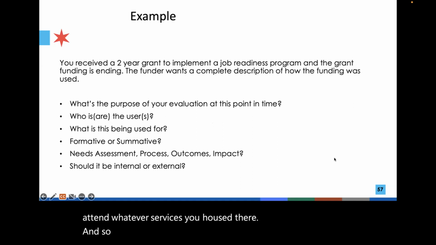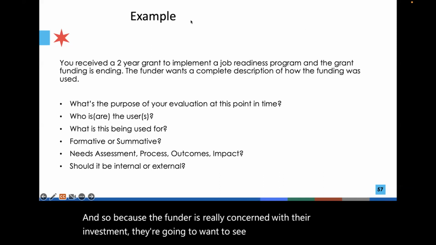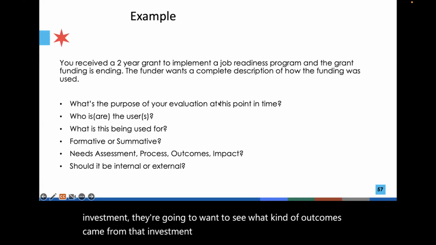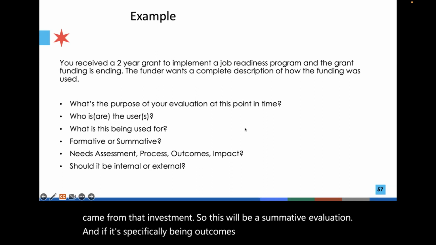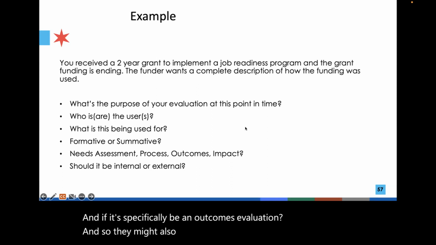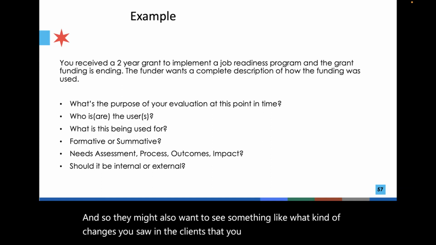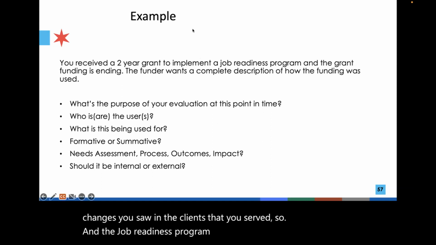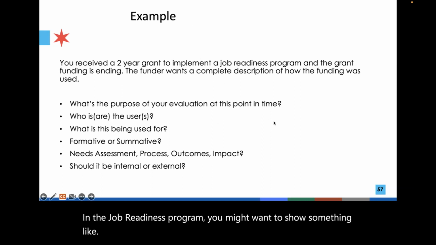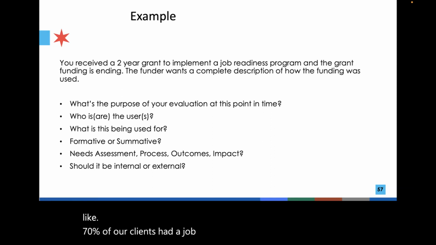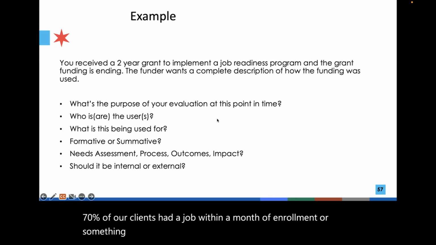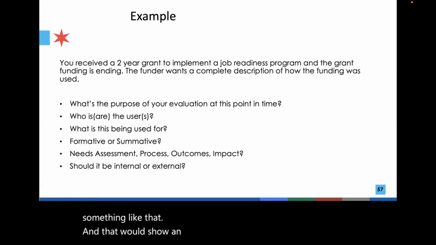And so because the funder is really concerned with their investment, they're going to want to see what kind of outcomes came from that investment. So this will be a summative evaluation, and it would specifically be an outcomes evaluation. And so they might also want to see something like what kind of changes you saw in the clients that you serve. So in the job readiness program, you might want to show something like 70% of our clients had a job within a month of enrollment or something like that. And that would show a pretty positive outcome for the program. And I think the funder would be pleased with something like that.